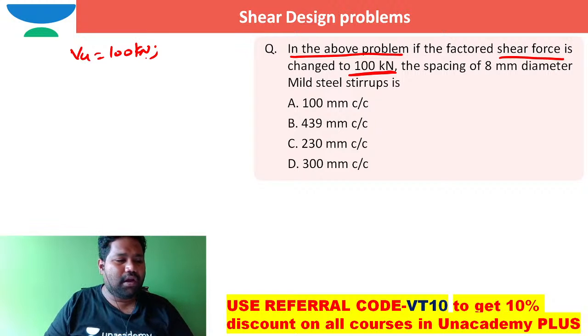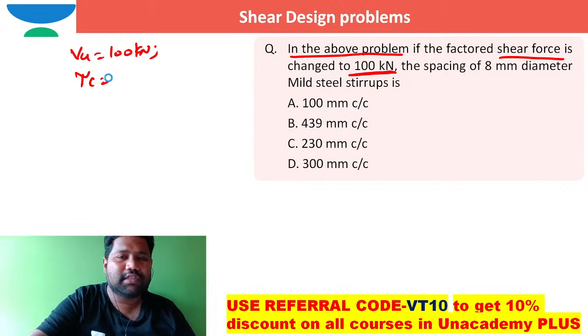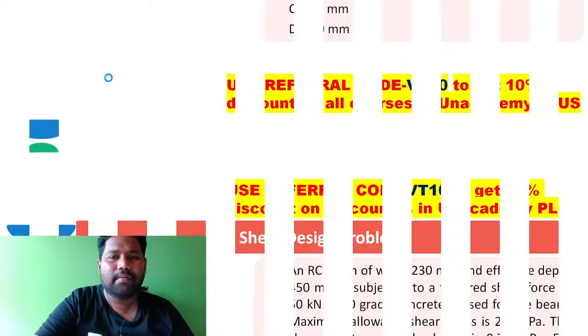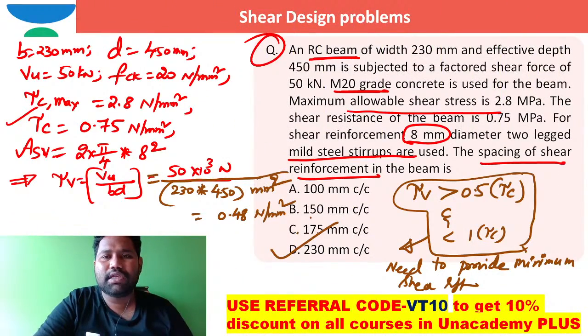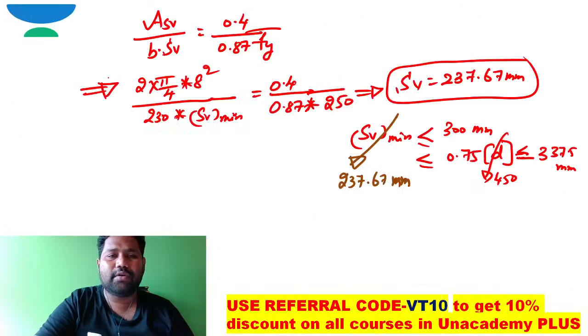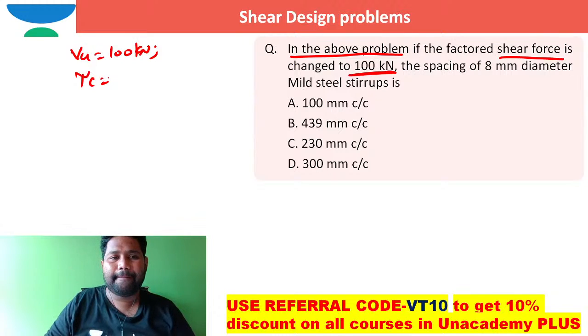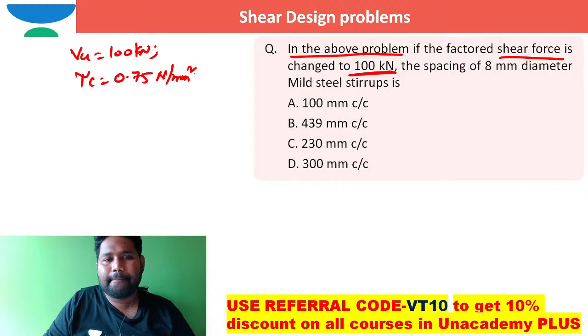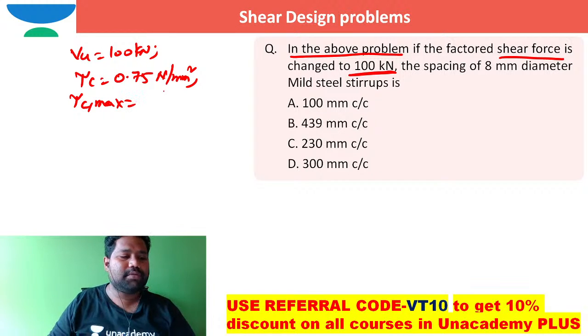Like tau c, all this stuff. Tau c, what is the value of tau c in your previous problem? The value of this tau c, the shear strength of the beam, is 0.74. The same data I am trying to take. Tau c is 0.75, and tau c max, the maximum shear strength, how much is it?